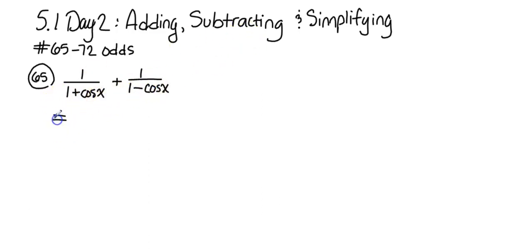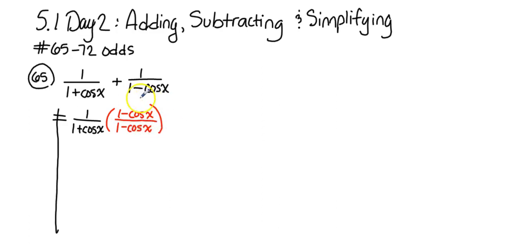So what that's going to look like is 1 divided by 1 plus cosine of x times 1 minus cosine of x divided by 1 minus cosine of x. So again, using the denominator I see here, plus 1 divided by 1 minus cosine of x multiplied by 1 plus cosine of x.